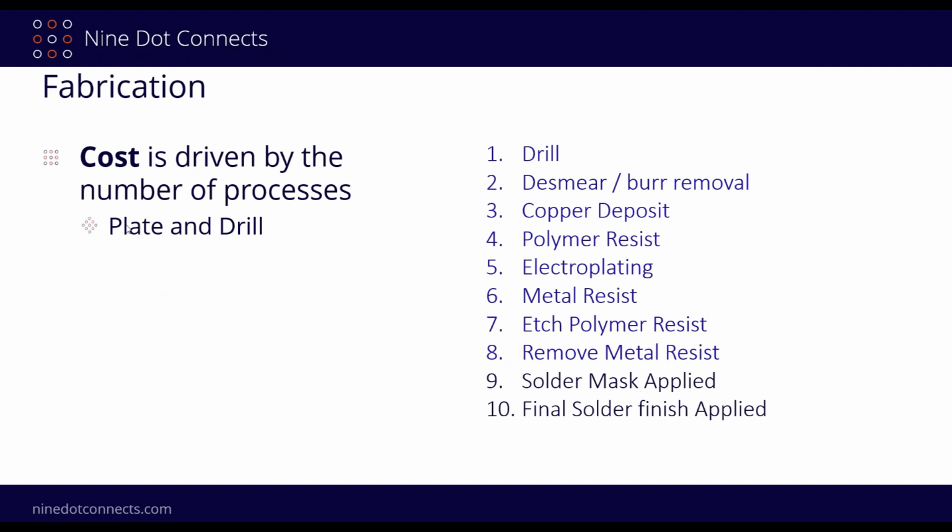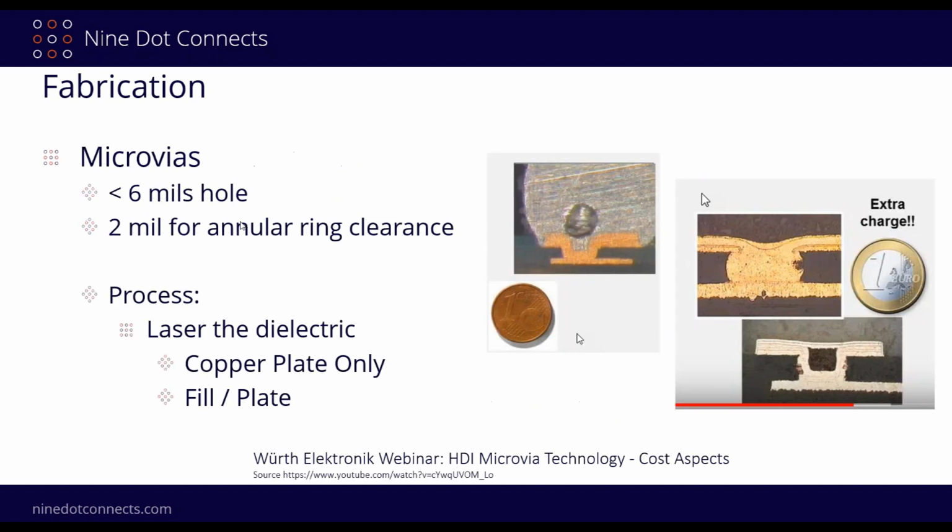So the point I'm trying to make here is that the more different types of vias that you have, okay, the more, let's say the blind or buried vias that you add to this, you're going to stop that process over and over again so that they can do this whole plate and drill. So just keep that in mind.